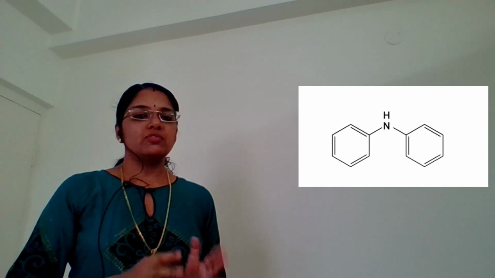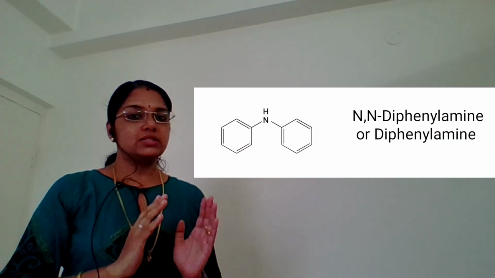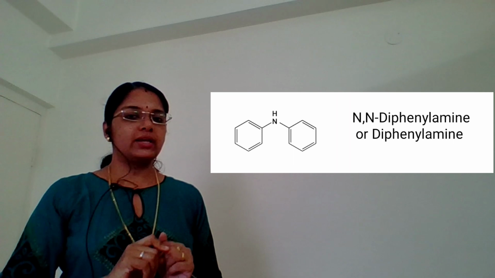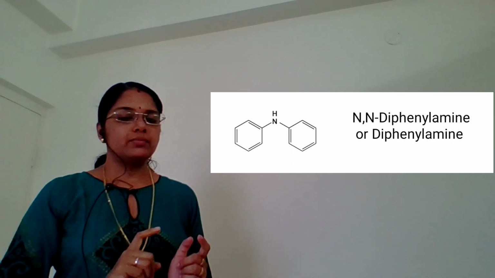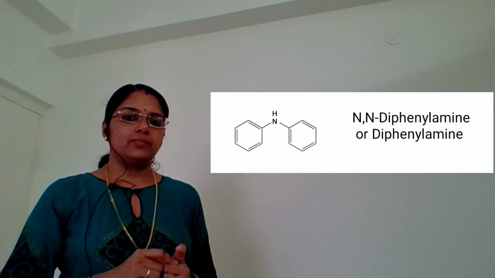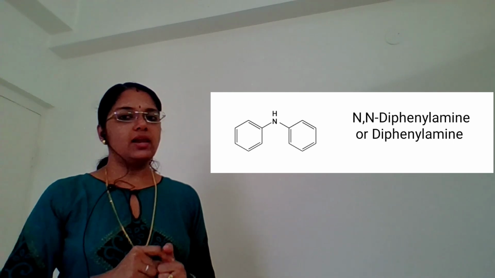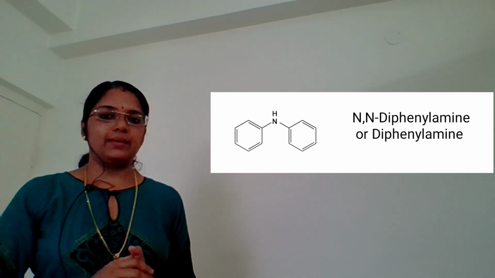Consider the next structure, where two benzene rings are attached to the nitrogen atom. In this case, we name it diphenyl. Two phenyl groups are attached to the nitrogen atom. That means diphenylamine, or N,N-diphenyl amine, is its common name.